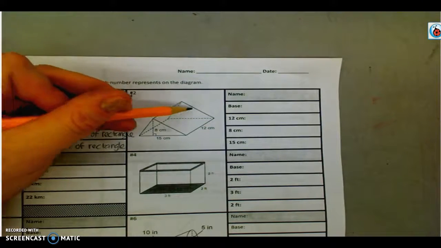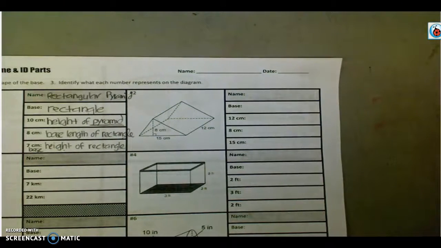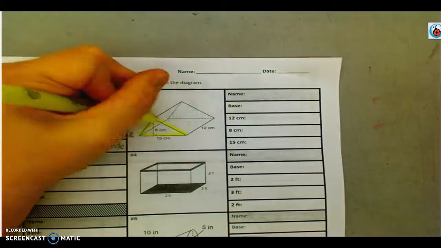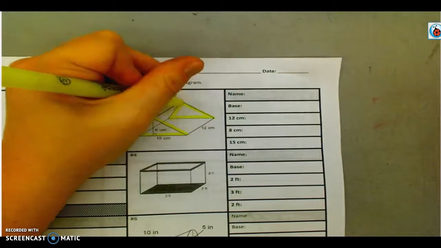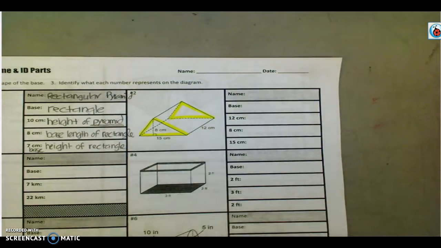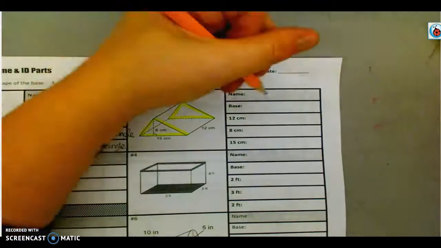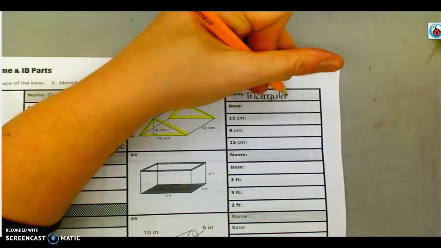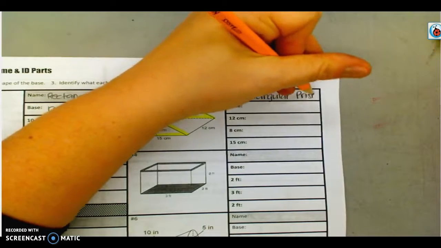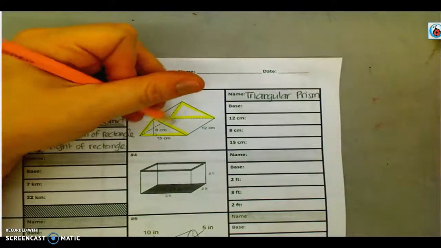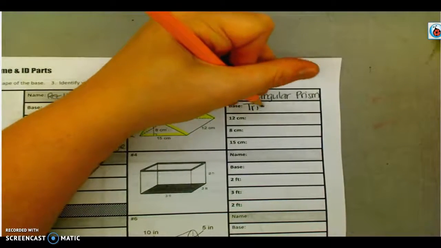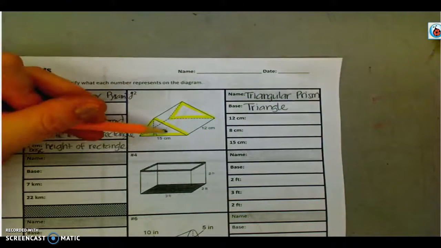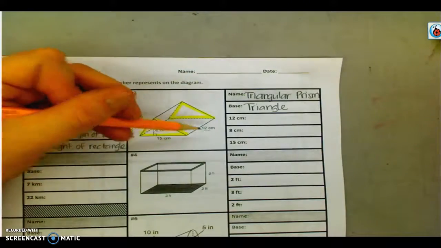And we can see it doesn't come to a point, and if I take my highlighter, yes, I see rectangles, but there's always rectangles in a prism. So I need to look to see if I see another shape, and I do. I see 2 triangles. So therefore it's a triangular prism. And since it's a triangular prism, that means my base is a triangle. So as I'm taking a look at these numbers, I have 8, 15, and 12.